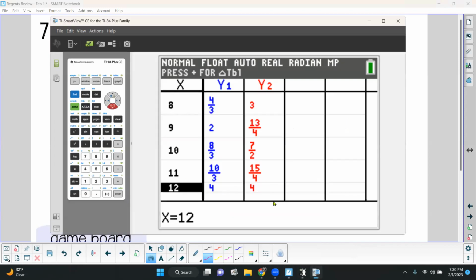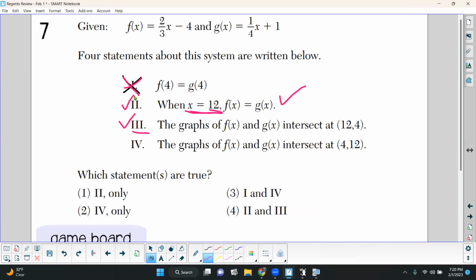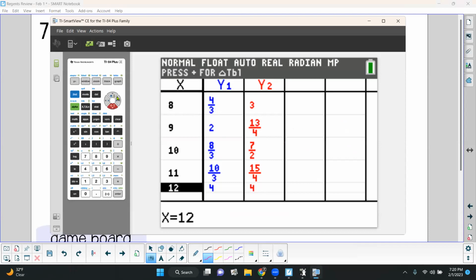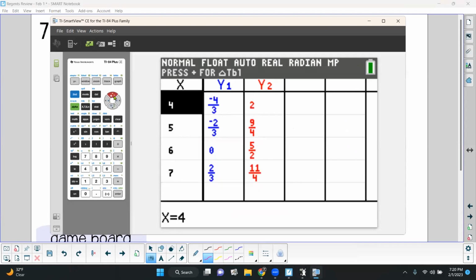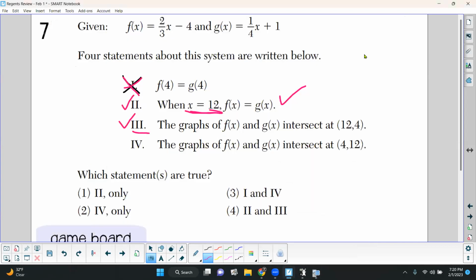Is that the same for both? Yeah. So that one is true as well. So these two are true. And then how about (4, 12)? So I'm going to go back to my table. I'm going to scroll back to that number 4. And I do remember them being different. So that one is out.